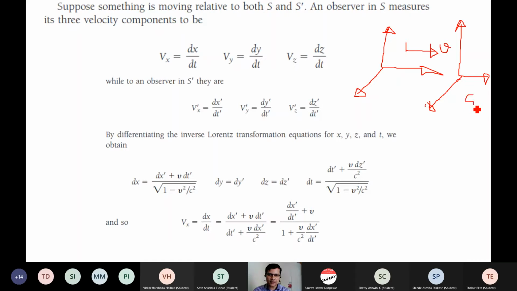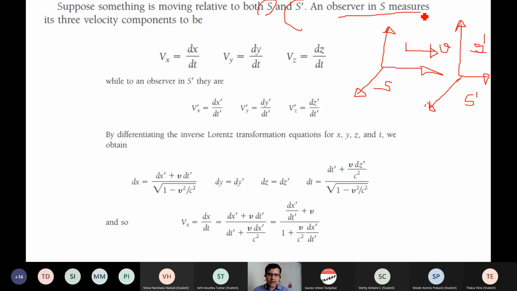So here s prime is the moving frame, and s is the constant frame, the rest frame. Now there is something moving with respect to the moving frame, the s prime frame, and we need to find its velocity. Here we consider something moving along the positive x direction, relative to the stationary frame, in the s prime frame.